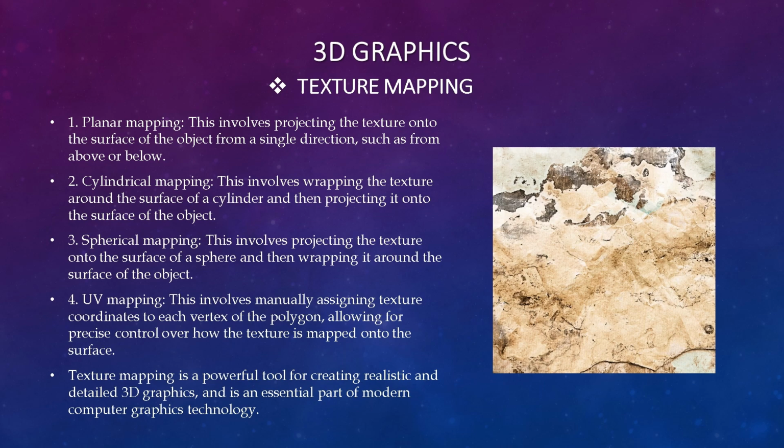3. Spherical mapping. This involves projecting the texture onto the surface of a sphere and then wrapping it around the surface of the object. 4. UV mapping. This involves manually assigning texture coordinates to each vertex of the polygon, allowing for precise control over how the texture is mapped onto the surface.